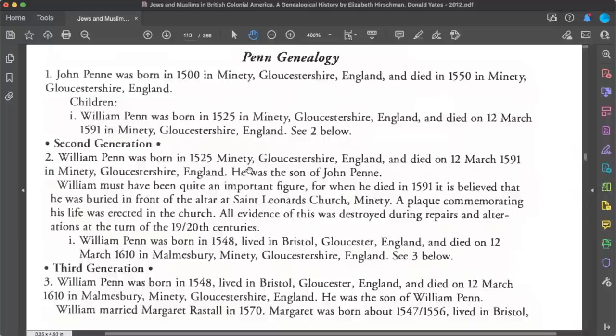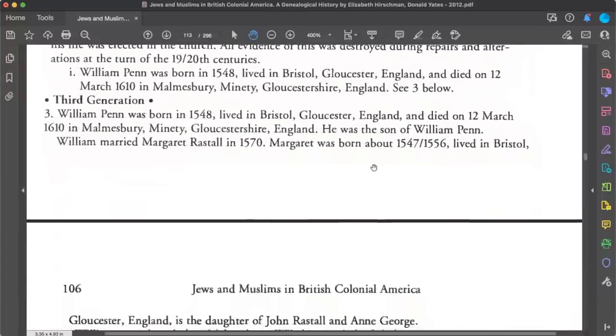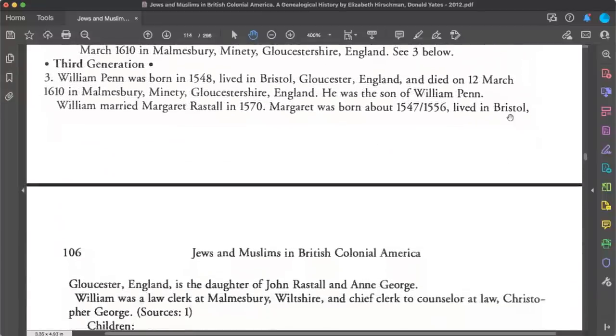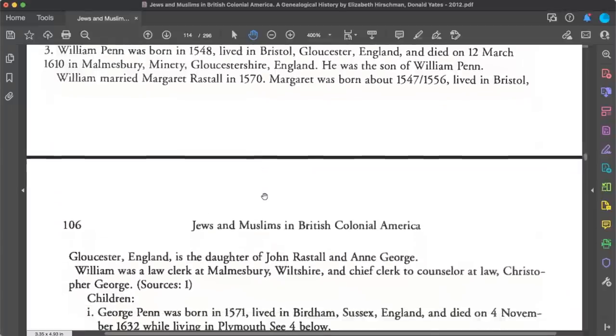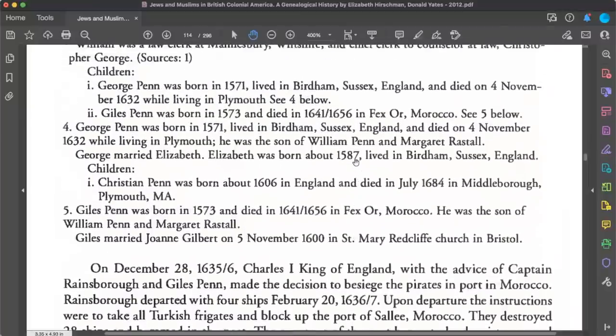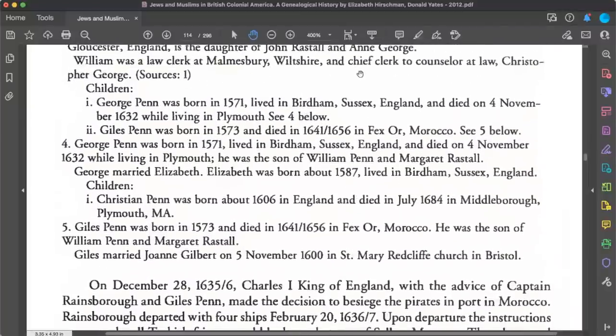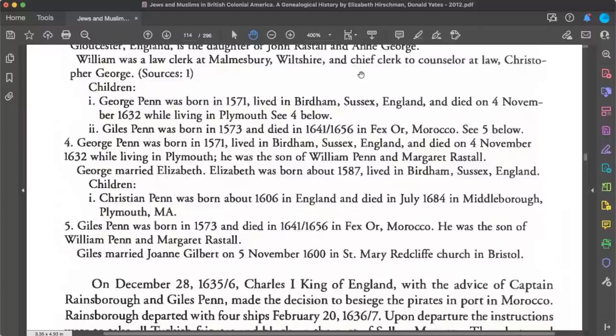William Penn was born 1548, lived in Bristol, Gloucester, England, and died on 12 March 1610 in Malmesbury, Minty, Gloucestershire, England. William married Margaret Rassel in 1570. Margaret was born in 1547, 1556, lived in Bristol, Gloucester, England. She is the daughter of John Rassel and Anne George. William was a law clerk at Malmesbury, Wiltshire, and chief clerk to counselor at law, Christopher George.